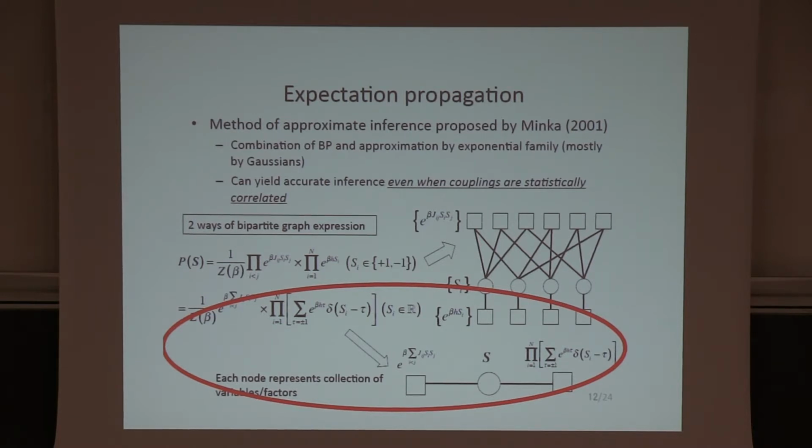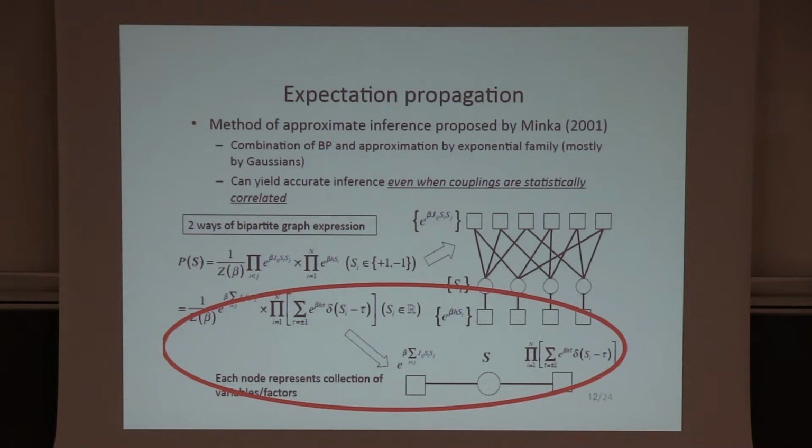Okay, then next, let's see what we can get for expectation propagation for this model. So this is a method of approximate inference proposed by Minka, right? Roughly speaking, this is a combination of belief propagation and approximation by the exponential family, mostly by Gaussians, right? And we can yield accurate inference even when the couplings are statistically correlated. This is the point.